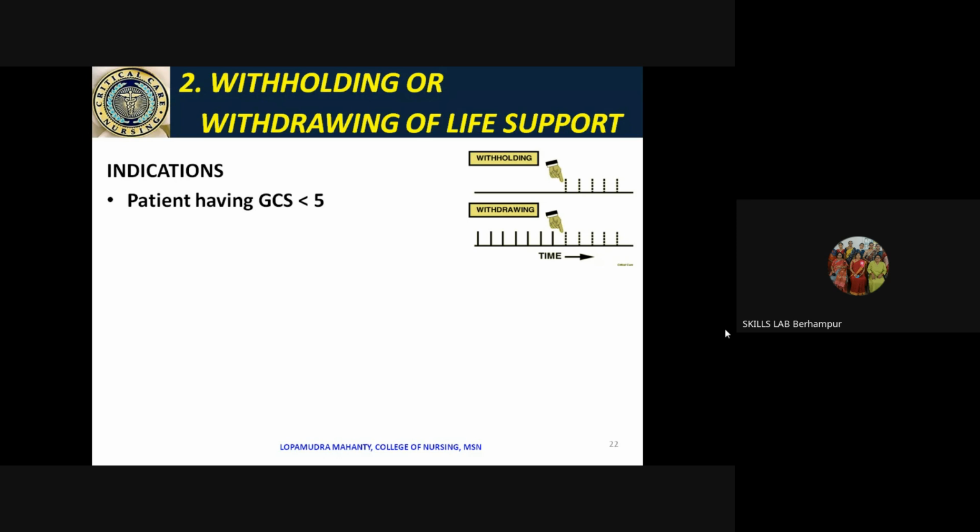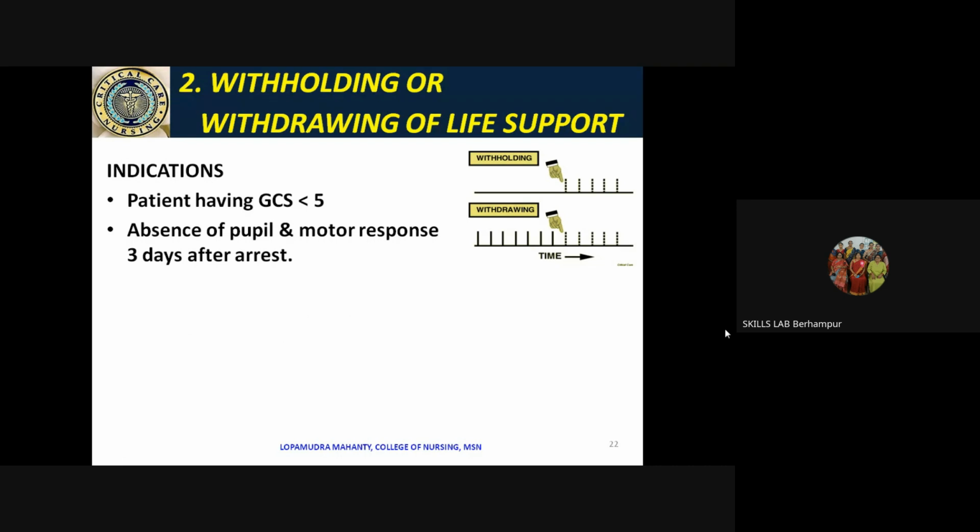Three components. What are the three components? Remember the GCS scale, everyone. What is GCS? Eye opening, motor response, verbal response. First is eye opening. What is the highest score? 4. Then verbal response? 5. Very good. Then motor response? 6. Total 15. Thank you.